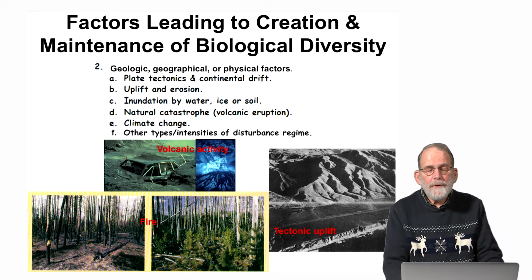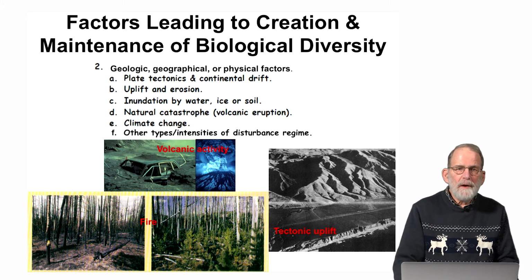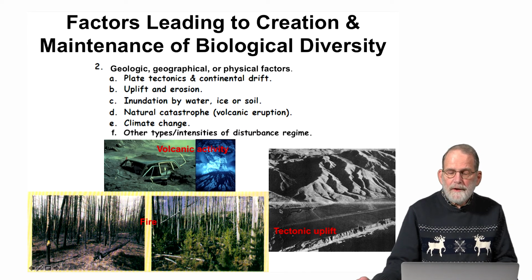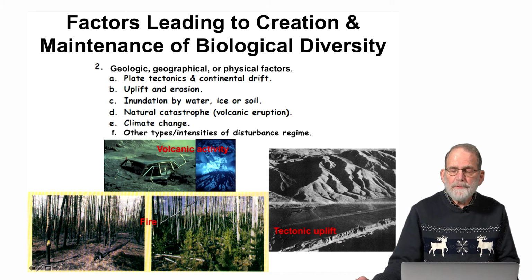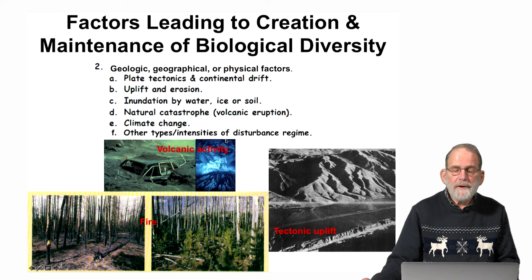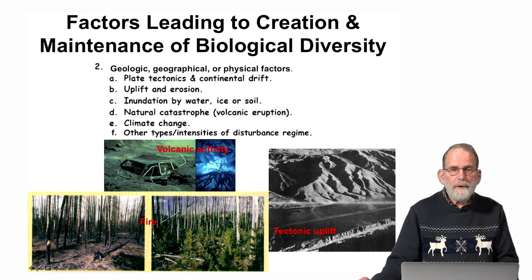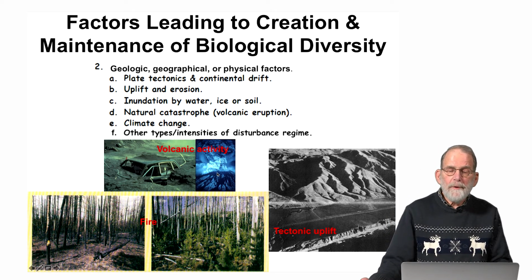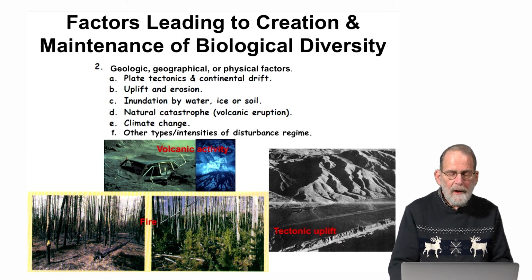There are geologic, geographical, and physical factors that affect the creation and maintenance of biological diversity. Among these are plate tectonics and continental drift. We see this tectonic lift in the lower right-hand side, where a portion of the ocean has literally been lifted up, creating a unique ecosystem relative to the ocean itself, enhancing biological diversity. We can talk about inundation of water, ice, or soil. We can talk about natural catastrophes such as volcanic eruption. Certainly the eruption of Mount St. Helens created a significant disturbance pattern in terms of level and type of biological diversity within the landscape, both immediately after the disturbance and then as the landscape has recovered from the disturbance. We can also talk about the recovery of landscape from fire, as we see in the lower left images.